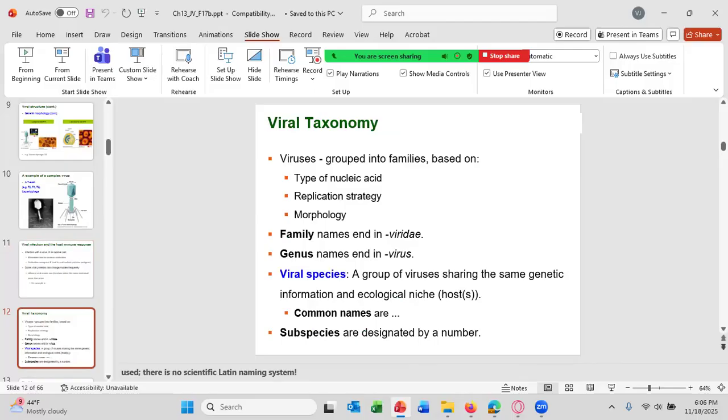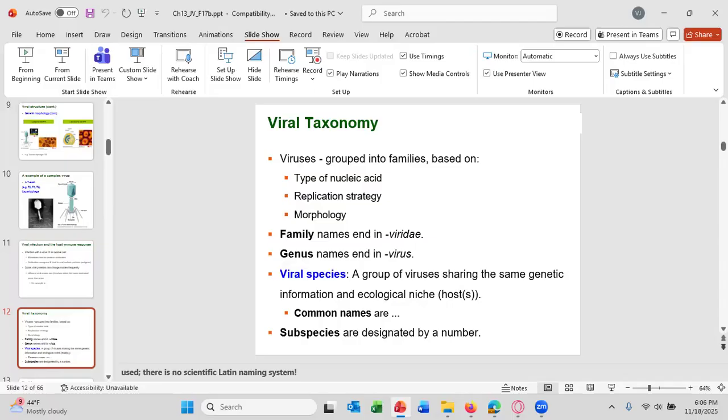All right, let's talk a little bit about viral taxonomy. We do group viruses into families based upon the type of nucleic acid, the replication strategy, and their morphology. You can group viruses above a family. Let me see if I can remember what that is. King Peter's son came over from, so that's a family.